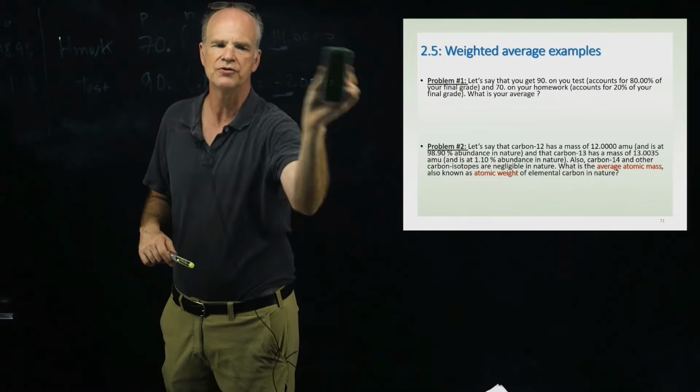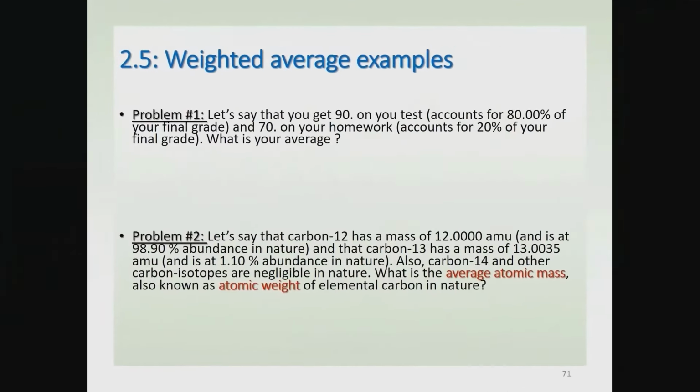Let's go to carbon 12 and carbon 13. So in problem 2, let's say that carbon 12 has a mass of 12.000 AMU and it has a 98.9% abundance in nature, and that carbon 13 has 13.0035 AMU and it has a 1.1% abundance in nature. I'm also noting here that we're just not going to consider carbon 14 and other carbon isotopes because there's just not a lot of them in nature. So the question is, given that information, can you calculate an average atomic mass for carbon? So let's go ahead and do this problem here.